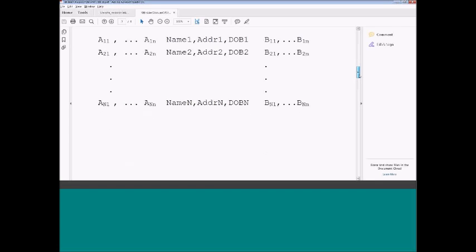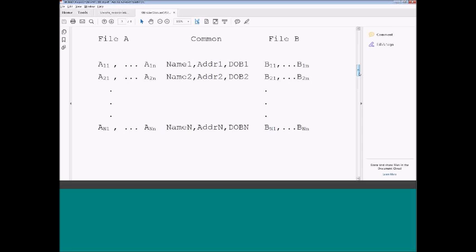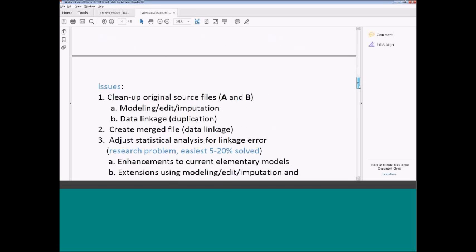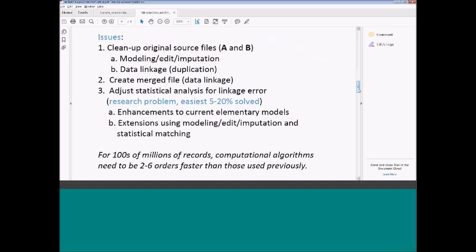So our situation looks a little bit like this. We have file A that has some data that we want to analyze in conjunction with file B. Maybe we have name, address, date of birth data that we want to use for linkages. But there's a lot of typographical error. Addresses can be outdated. And so we want to try to do the linkages and then the analyses. So the things we have to worry about related to our analyses: we have to clean up the two original files, or it could be even more than that. For missing data and edit errors, like a child under 16 can't be married, we have to use modeling, edit, and imputation. Then we use our record linkage, data linkage, to get rid of the duplicates in the individual files.